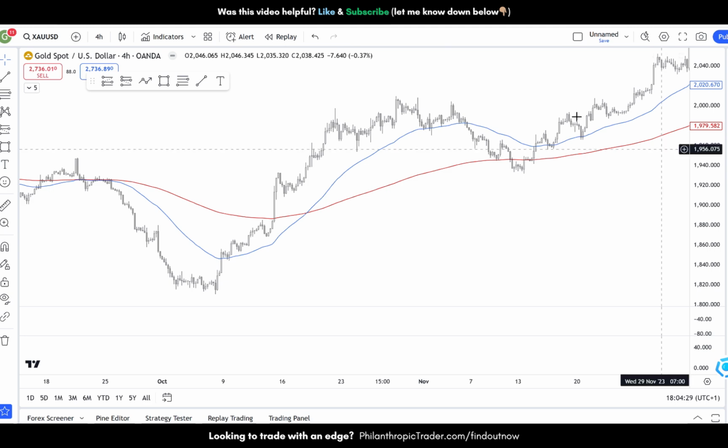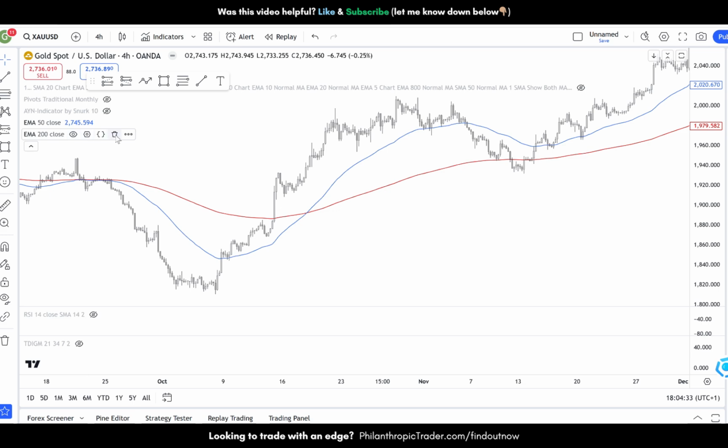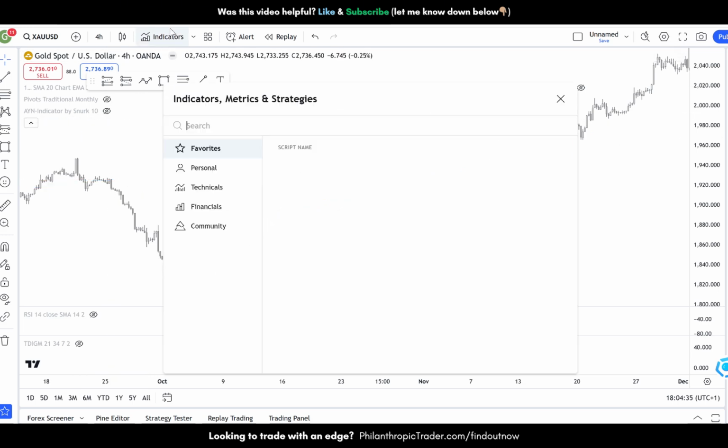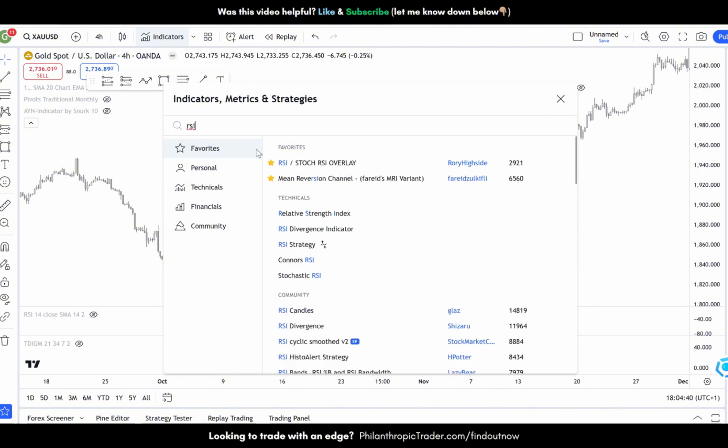Okay, moving on to the RSI indicator. Let me delete this so it's easy for you to see.